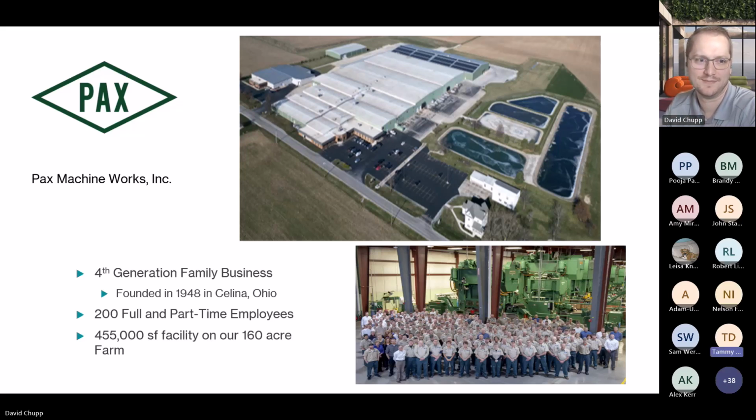Well, this is PAX Machine Works. We're out in the country. We are a fourth generation family business. Founded in 1948, so we're on our 76th year this year. We have 200 full and part-time employees, and we exist on the family farm, 160 acres. And as you can see by the buildings there, they have added on several times. And this is a more recent picture. We have recently added solar panels on the back warehouse.